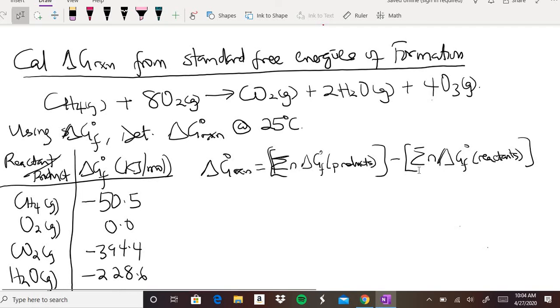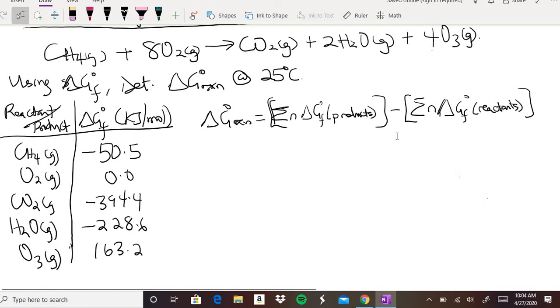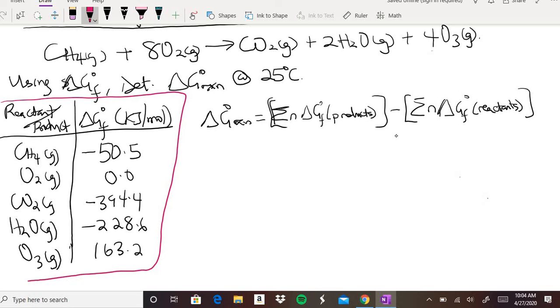The next example we want to take a look at is calculating delta G from standard free energies of formation. This is similar to what we have been doing before. It's going to be the delta G of formation of the products minus the reactants. The standard free energy will be given, which is already in the table from before. For this reaction, we have 3 products and 2 reactants, so we're going to do it for every one.